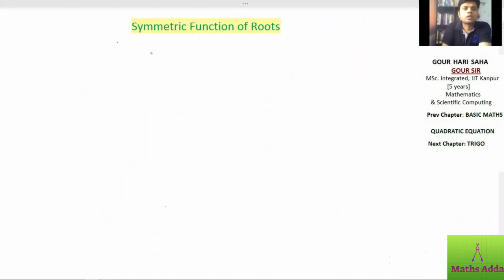So let's start. Symmetric function of roots. If a quadratic equation has roots alpha and beta, and a function of alpha beta is equal to the function of beta alpha, then it is called symmetric. Meaning, if you interchange alpha and beta, the expression remains the same. That is called a symmetric function of roots.